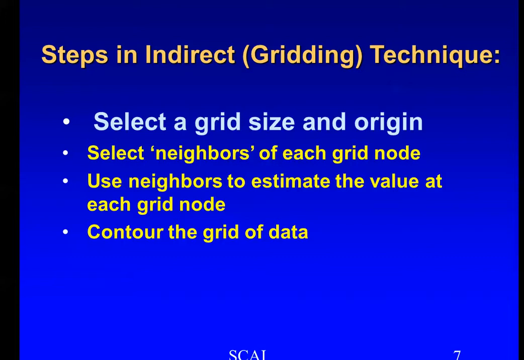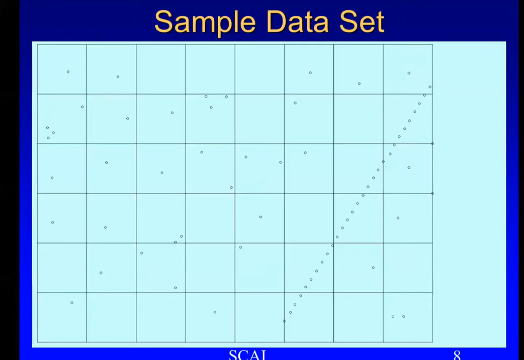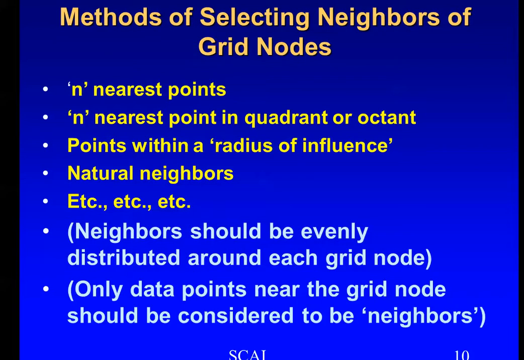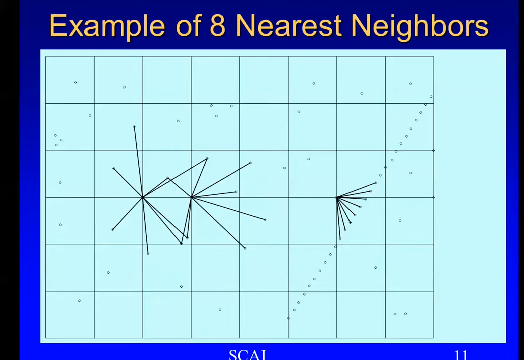Let's talk about the steps that are involved in gridding. First, you select a grid, size, and origin, and there it is. Next, you select the neighbors of each grid node. There are many methods of selecting those, an unlimited number of methods, but all the neighbors should be evenly distributed around each grid node, and only data points near a grid node should be considered to be neighbors.